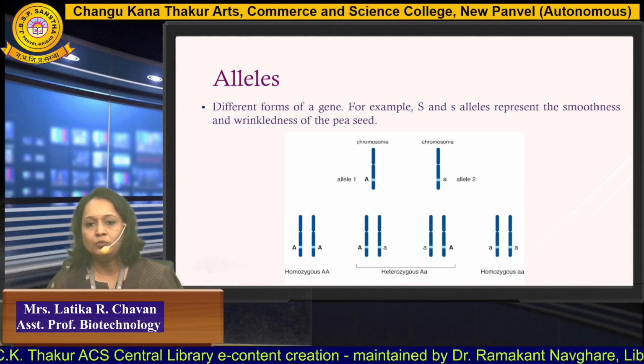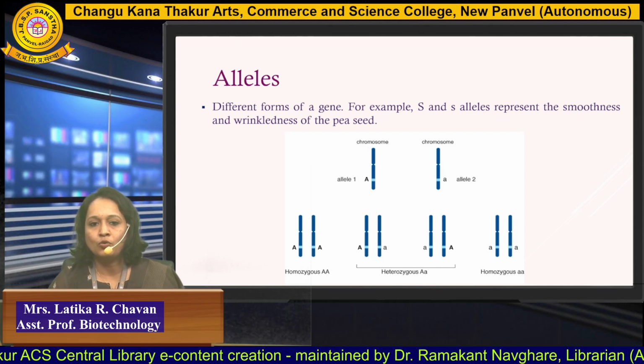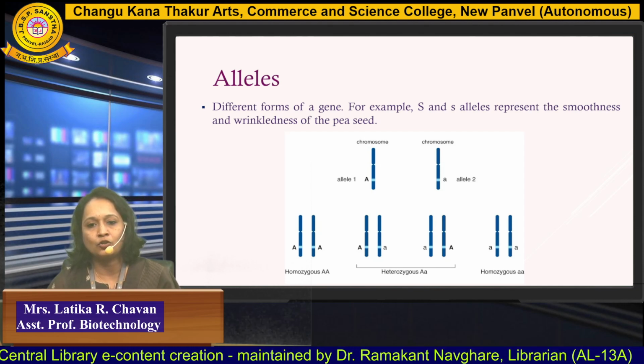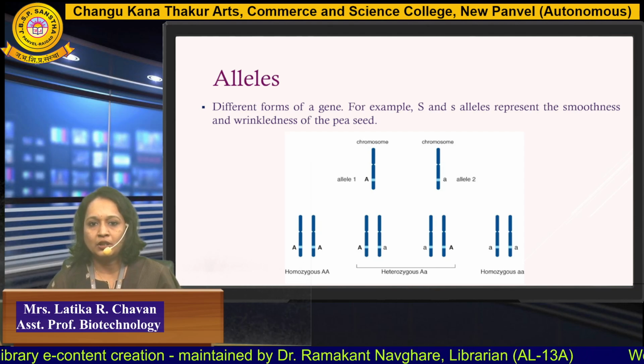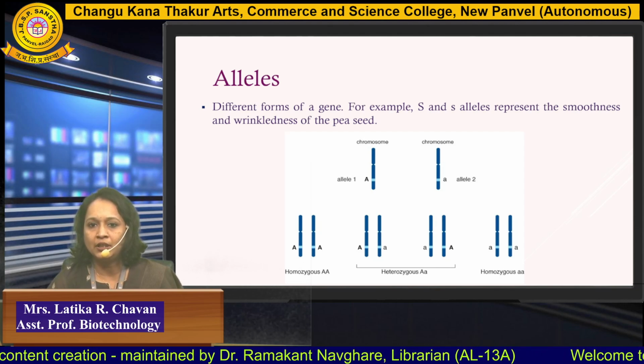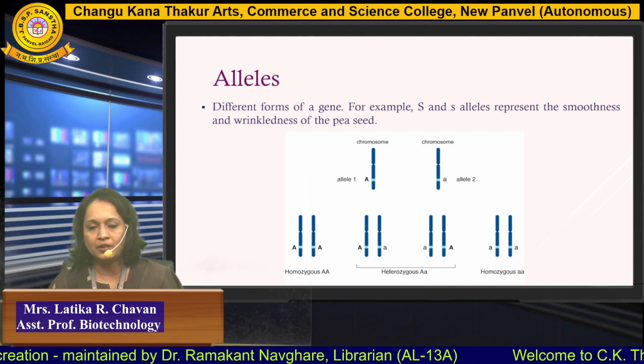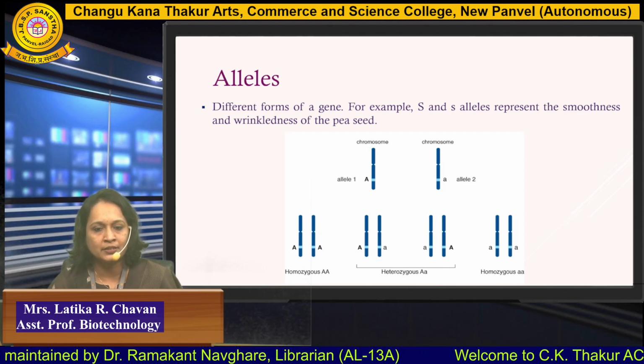So as I have told you, there are three concepts: homozygous dominant, heterozygous and homozygous recessive. The two chromosomes are shown with the alleles at a specific location, and capital A and small a are written.